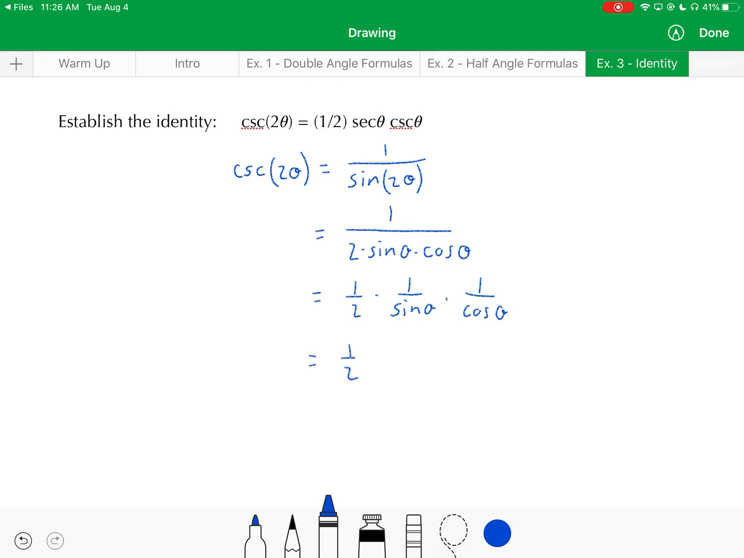And of course, we know that 1 over sine of theta is cosecant of theta, and 1 over cosine of theta is secant of theta, which is essentially what we're trying to prove, but let me reorder it. They wanted secant of theta first. And we're verified.